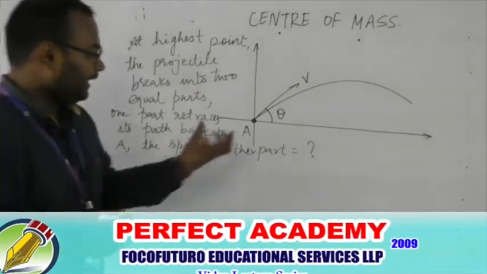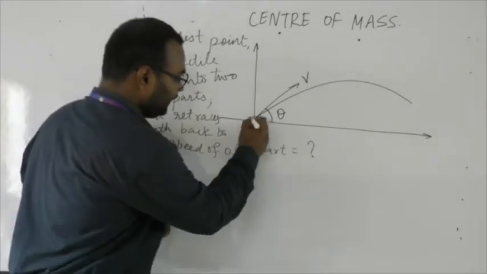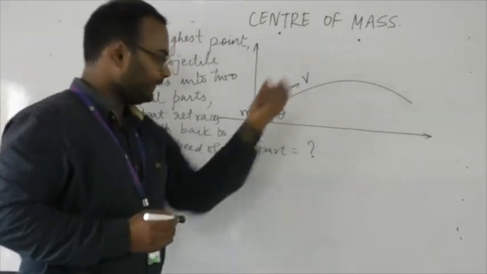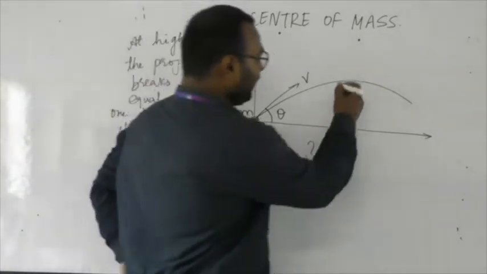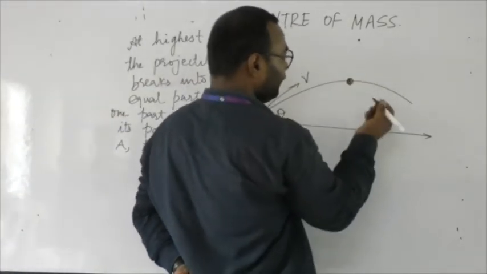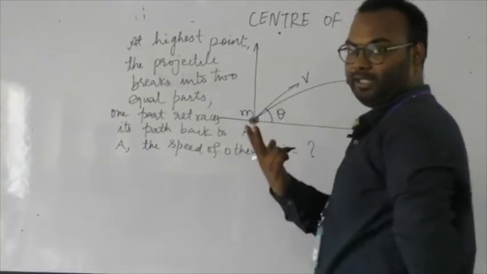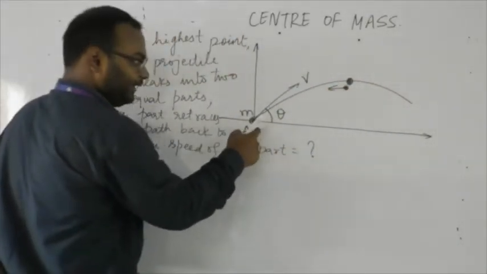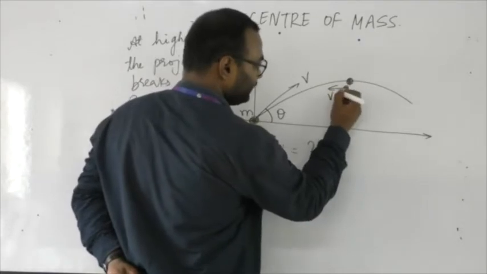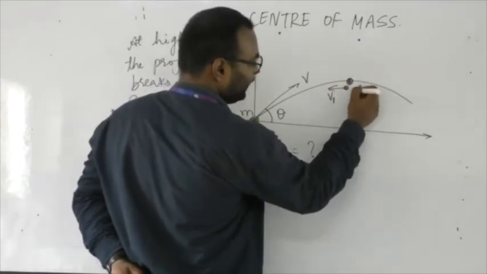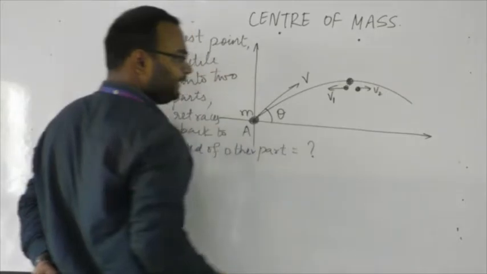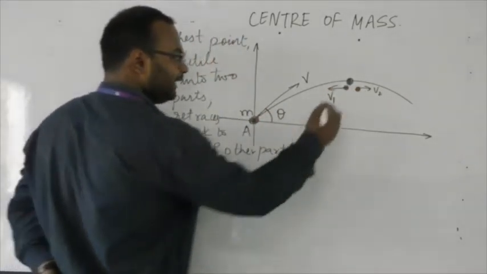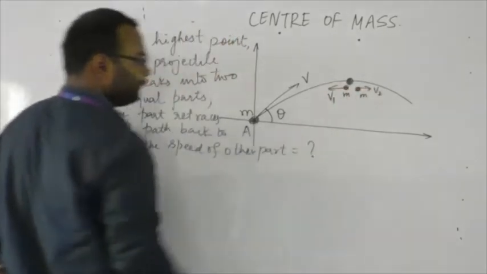That means a shell of mass m was fired with velocity v and angle theta. At the highest point, what happens? It breaks into two parts. One part retraces back to A. Suppose it has v1 velocity, and the other part is going with some v2 at the maximum height. They are of equal mass, so you can take m and m.